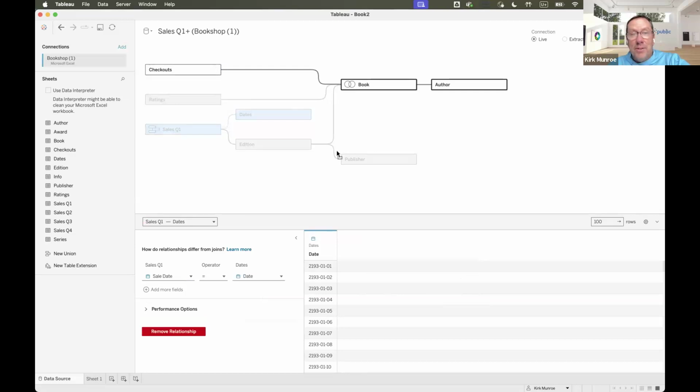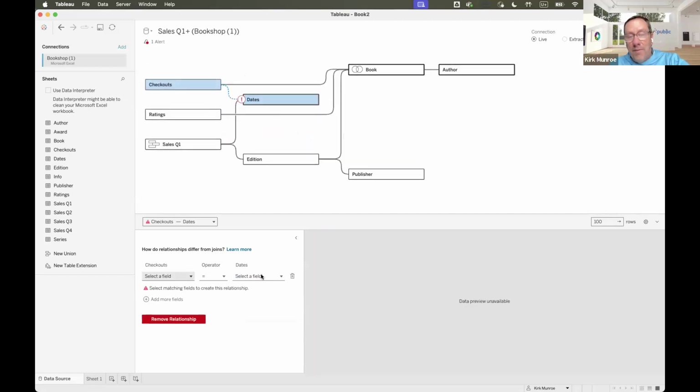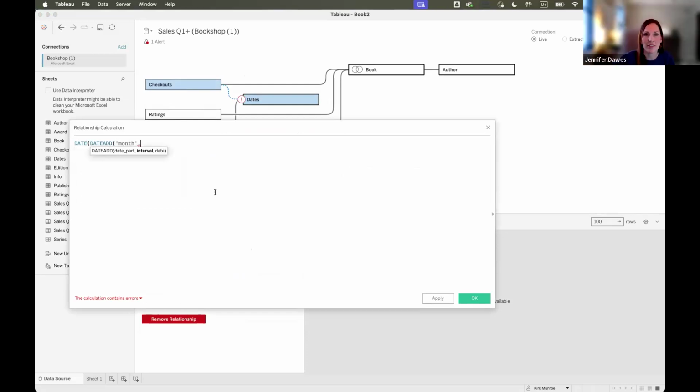But what I can do, just to show how flexible it is, is pull in that date. If I have multiple fact tables, it'll still work with the same logic. Here what I want to do is create a relationship calculation. Date add of month. It's only because we only have a month number, so we're going to assume it's the same year as the other one, right? Yeah, that makes sense.